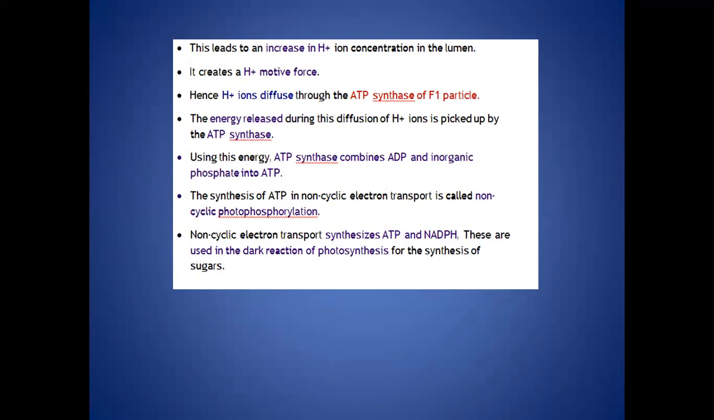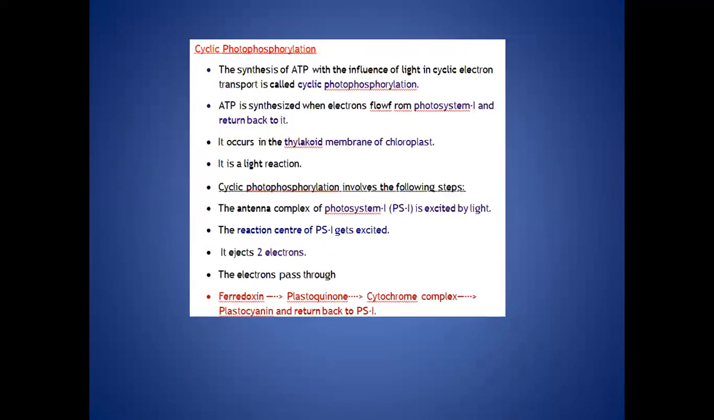Like this, the synthesis of ATP in non-cyclic electron transport is called the non-cyclic photophosphorylation. And non-cyclic electron transport synthesizes ATP and NADPH. That means at the end of the non-cyclic photophosphorylation, ATP and NADPH are formed. These are used in the dark reaction of photosynthesis for the synthesis of sugars. These ATP and NADPH are also called the assimilatory powers of light reaction.